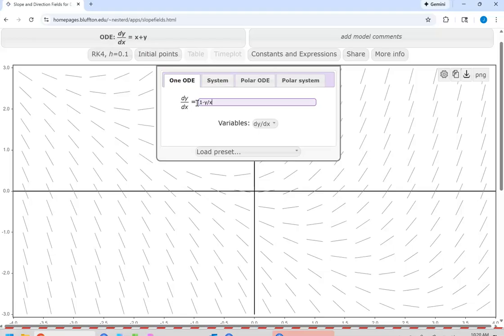What needs to happen to make the slope 0? Y over x is 1, or y equals x, right? So along the line y equals x, I should be seeing flat slopes, right? Okay, let's see what happens when I hit enter.